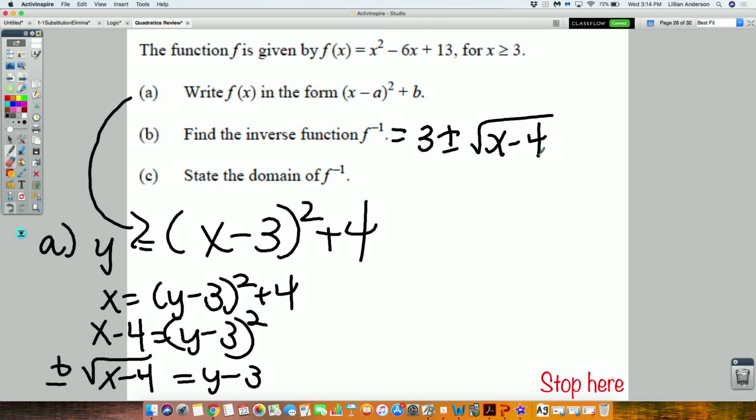I should probably just do the positive since this is your domain right here. I have to go back and double check the key. And then what's going to be the domain of the inverse? Bracket 4, infinity. Do you guys agree? Yeah. Questions? Thank you for listening.